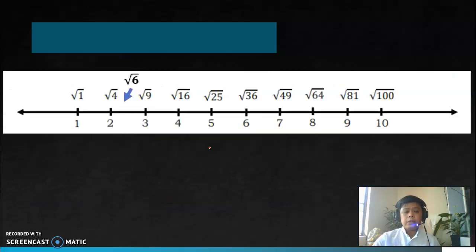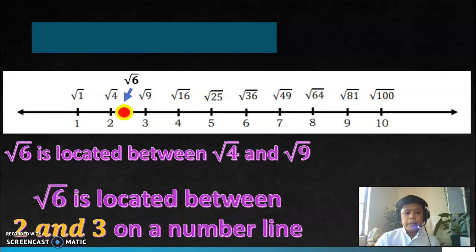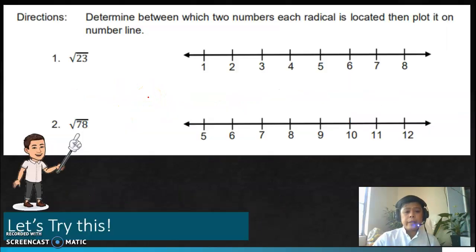Okay? So, ang square root of 6, diba ito ay square root of 4. So, nandito siya, square root of 6, around here. Square root of 4, 5, 6, 7, 8, 9. So, masasabi natin na ang square root of 6 is between square root of 4 and square root of 9. So, masasabi natin ngayon na si square root of 6 ay nasa pagitan or it is between 2 and 3 on a number line. Ito si 2, tapos ito si 3. So, sa square root of 6, nasa pagitan siya ni 2 at ni 3. Kapag tinignan kasi natin dito, yung square root of 6, nasa pagitan siya ng square root of 4 at square root of 9.